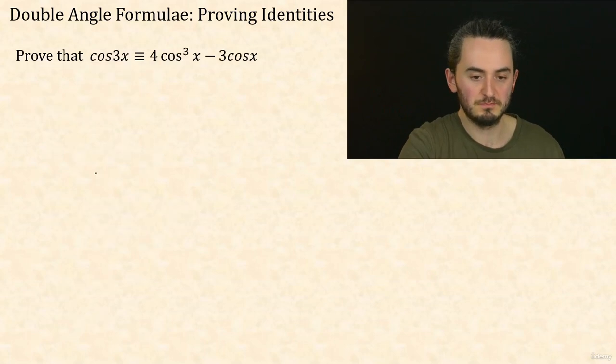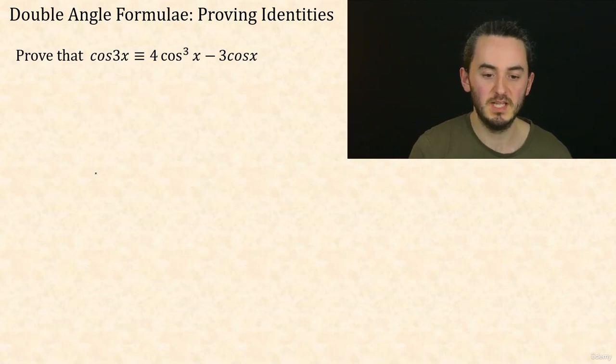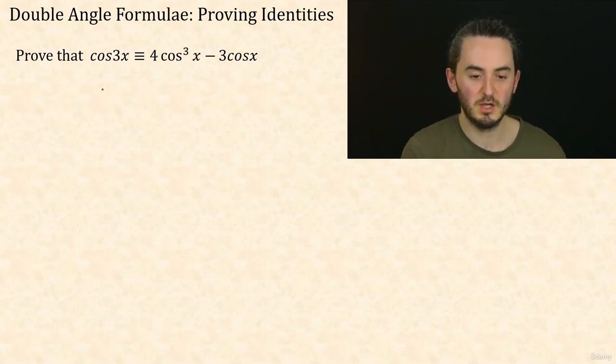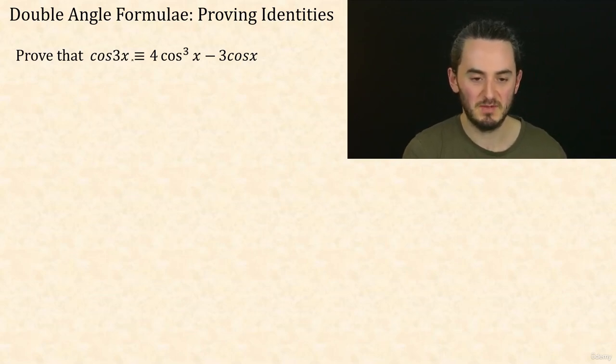Okay, let's look at one more. So we're going to try to prove that cos 3x is 4 cos cubed x minus 3 cos x. So this is a triple angle, and if you want, you could learn all the triple angle formulae. We just don't tend to use them quite so much. So why is this in a double angle formulae video? Well, it's because it's going to crop up, you'll see.